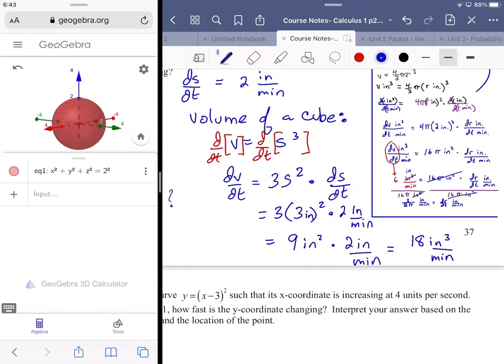So 18 cubic inches per minute is what my, oh, sorry, I thought I put the wrong number in. I saw the 2 up here and thought I put the wrong number in here, but I didn't. That's fine. So 18 cubic inches per minute. I don't know what that error message was though, and it's terrifying.